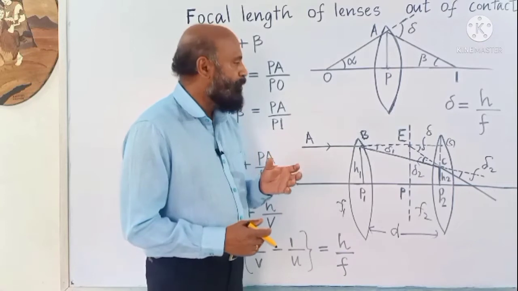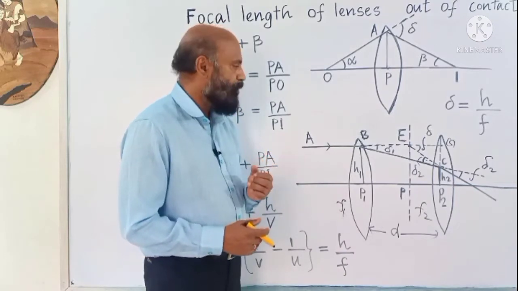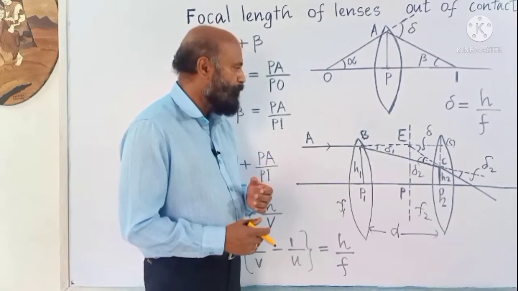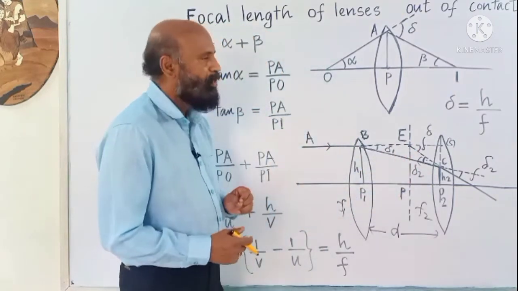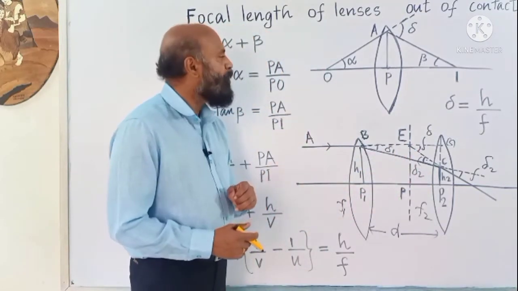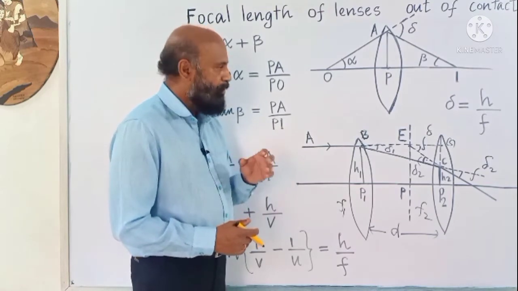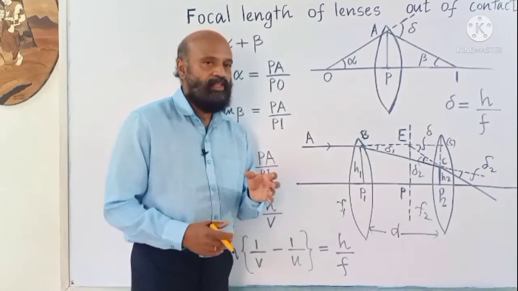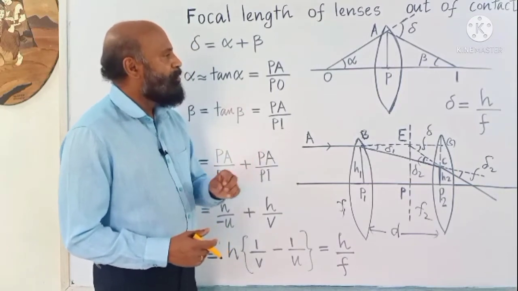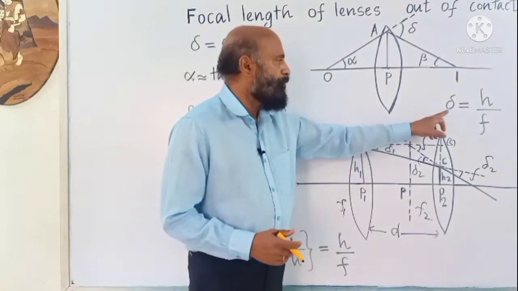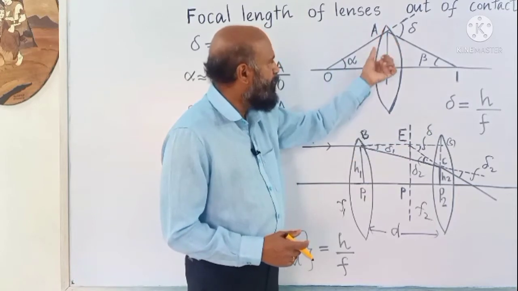So we have to find the focal length and position of the equivalent lens. These two lenses can be replaced by one single lens, so it's an equivalent lens. For getting the focal length of the equivalent lens, we should have an idea of the angle of deviation. So first let us consider a single lens.